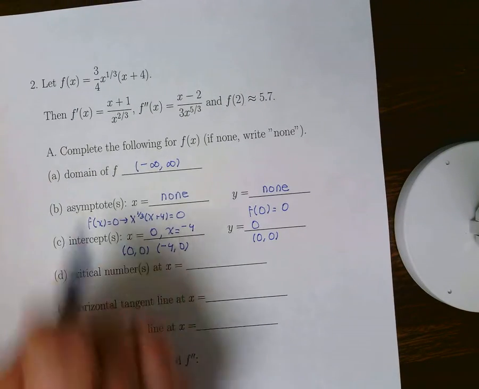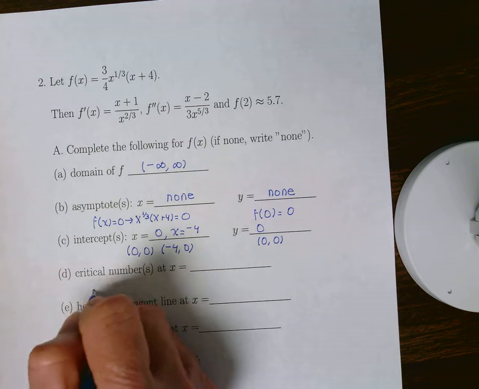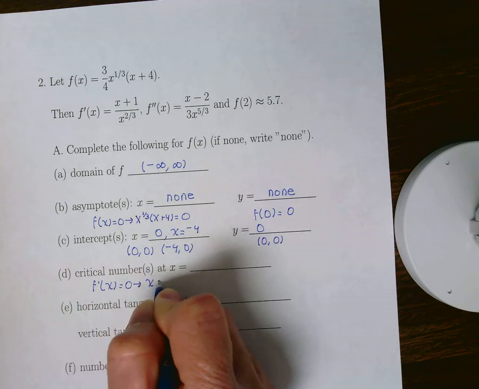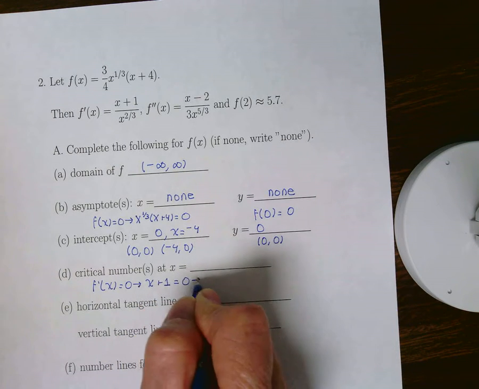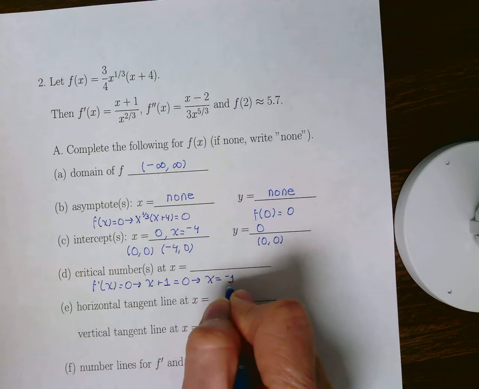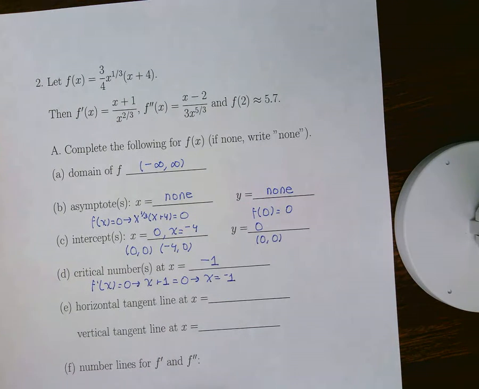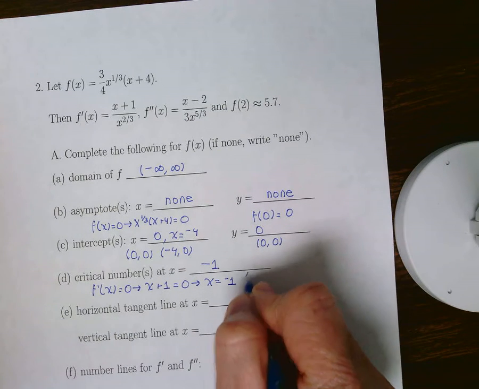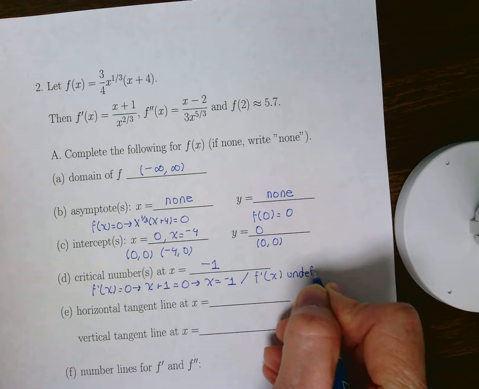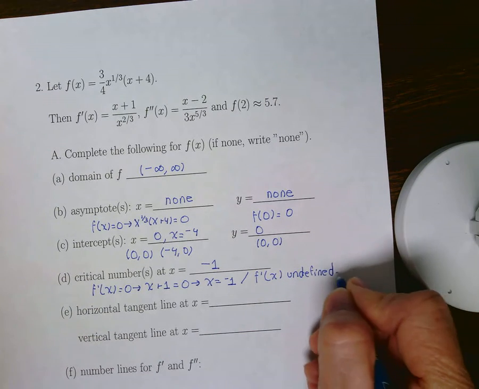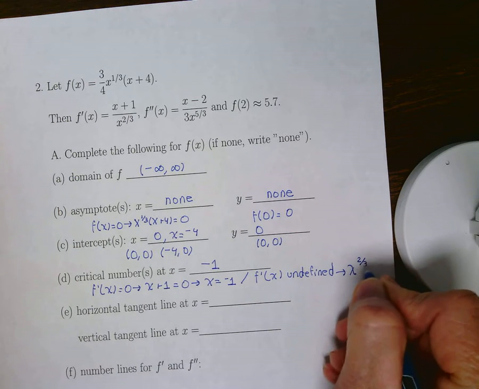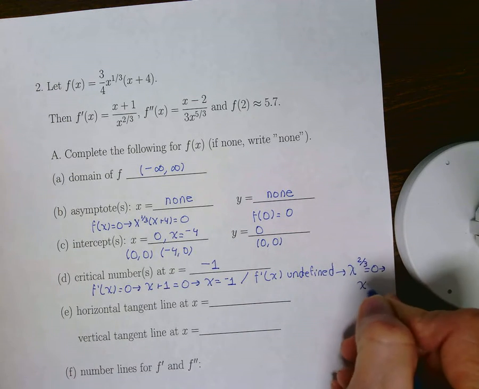Critical numbers, how do I find those? I see where f prime of x is equal to 0. That's where the numerator of the derivative is equal to 0, and that's at x equals -1. Okay. We also want to consider where f prime of x is undefined. That's where the denominator is equal to 0. That's at x equals 0.